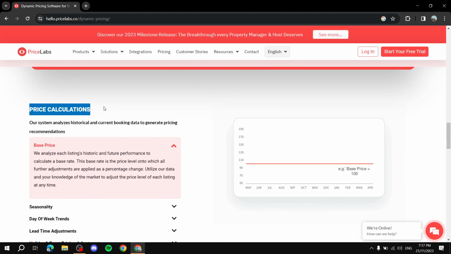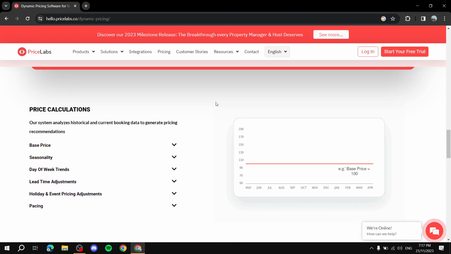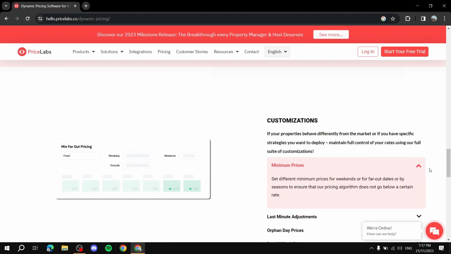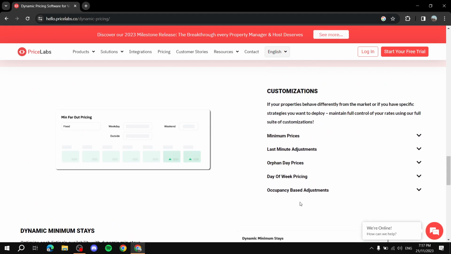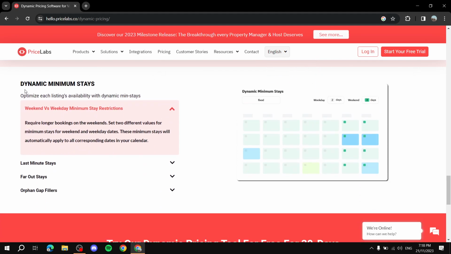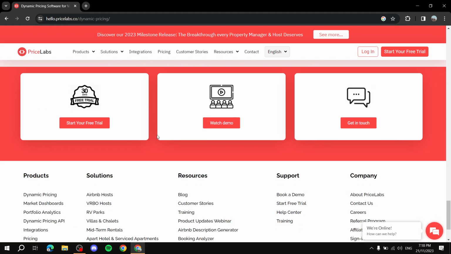Now here in the price calculations, it will show you the different aspects they take into account in order to actually calculate the price. Like obviously the base price, that's very obvious. Then the seasons, day of week, lead time adjustments, holidays, and pacing. And then you also get all of these customization properties here that you can look through, and dynamic minimum stays. So you can just adjust all these things here.